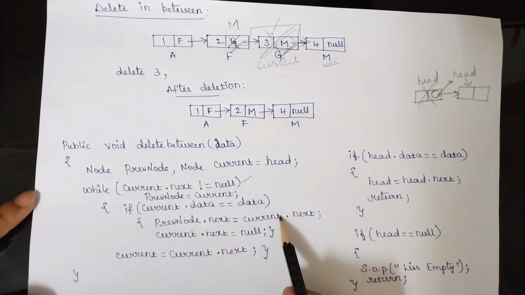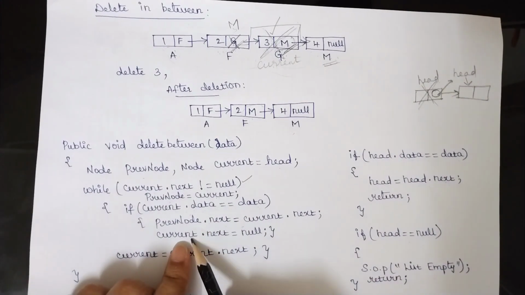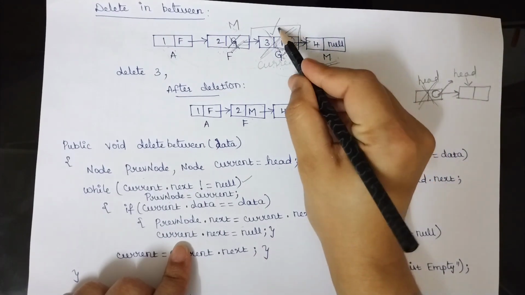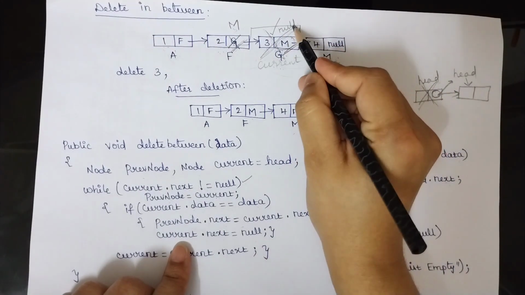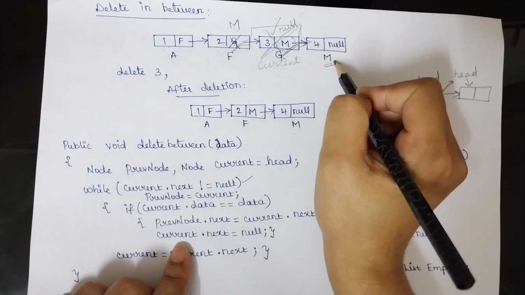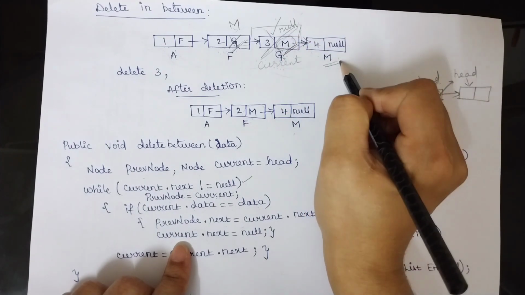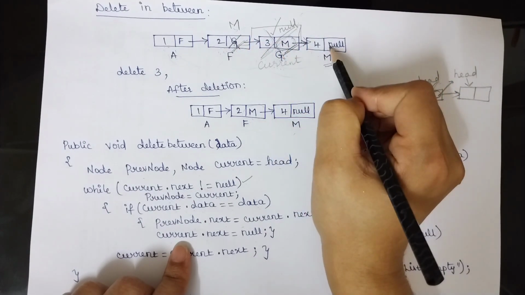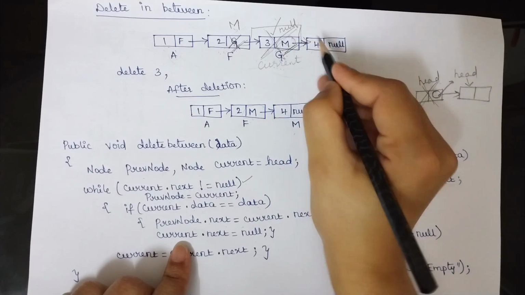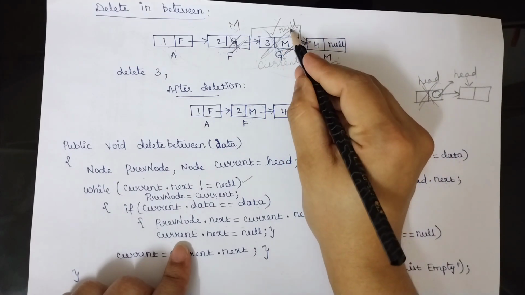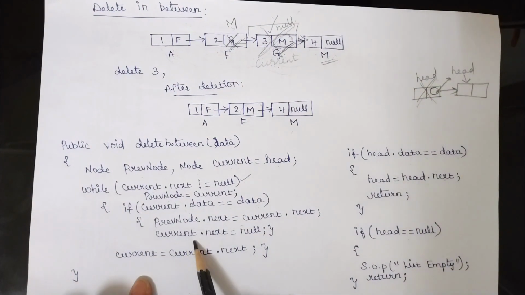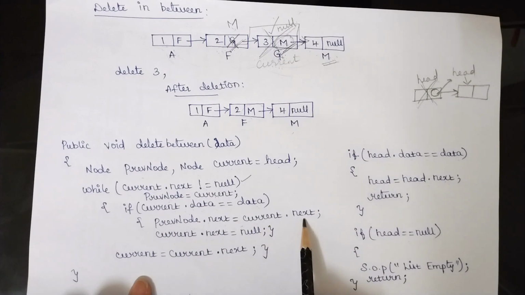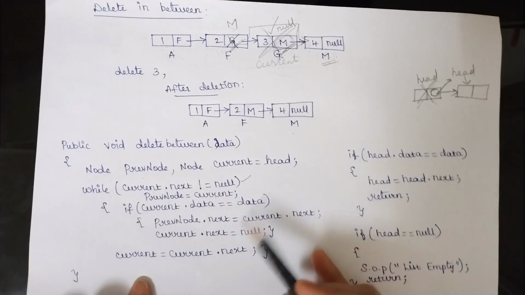After assigning this, your current.next should be equal to null. If you make it null, this will get disconnected from this list. Otherwise this will be referring to this node again. Anyway, there will be a disconnection here, but what about this node with this node? If you want to disconnect this node with this node, then again you need to replace this with a null value. So that is what I have done here: current.next is equal to null, whereas previous.next is equal to current.next. If current.data is equal to data, you are doing these operations.